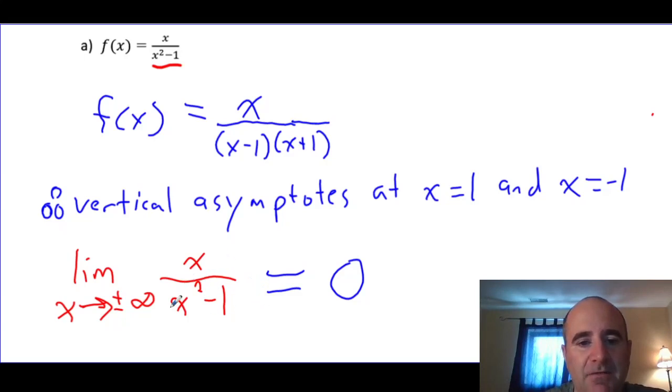We think about that kind of as talking about the dominant term. X squared is the dominant term here, and since it's in the denominator, it tends to make the whole fraction go to 0. Now, there was an algebraic way that we could show that as well.